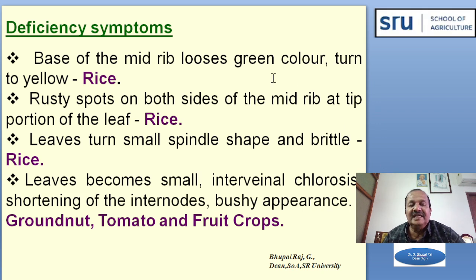And how will we identify the deficiency? The most important zinc deficiency is in paddy. Many fields get this zinc deficiency; it is most common in paddy. The first initial deficiency symptom we can recognize is at the base of the midrib. At the base level, it loses the green color and turns yellow. First it turns yellow, and later it looks like a white base. That is the start of zinc deficiency.